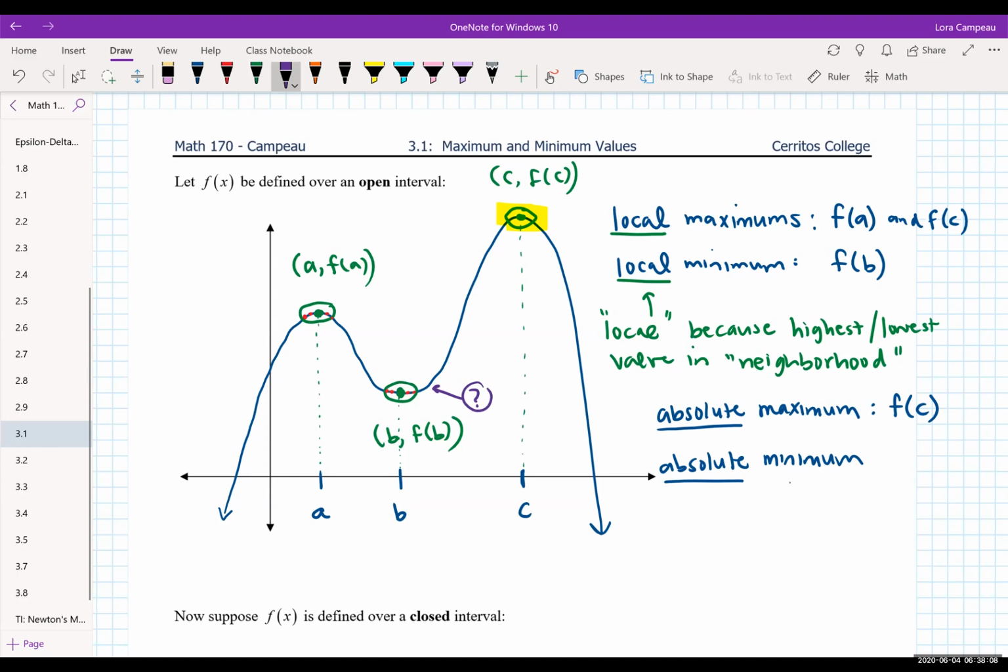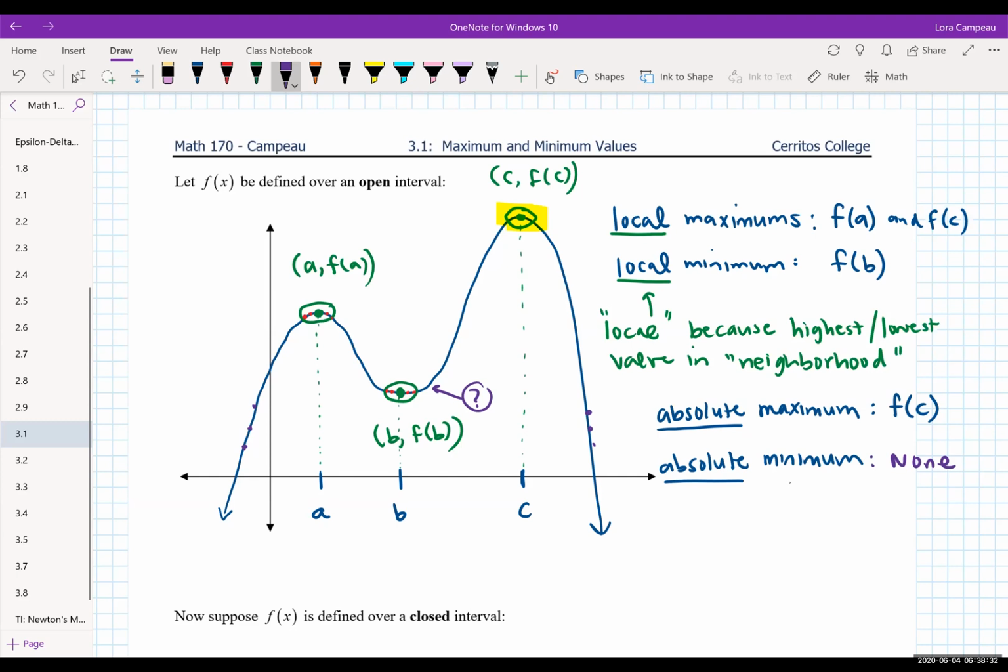And my answer to that would be no, because when you look at the rest of the function, there are y values that are much lower than this. So in this case of our particular example, we do not have an absolute minimum. So we would write none or not applicable, just making sure that you address it. Don't leave it blank.